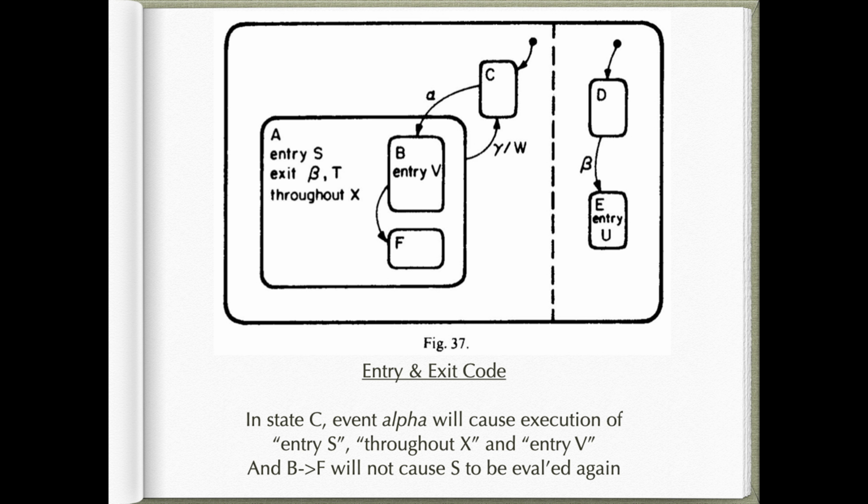When we execute a transition from B to F, he hasn't even labeled that with an event. Again, he's just trying to make a point here. I'm trying to keep details off the diagram. If we go from B to F, the throughout X code gets executed, but the entry of S does not get re-executed. If we leave the state A on a gamma transition for any reason, we will execute the code labeled W. And likewise, to the right, we see D going to E on a beta transition. If that happens, the E state has an entry code of U that will be executed.